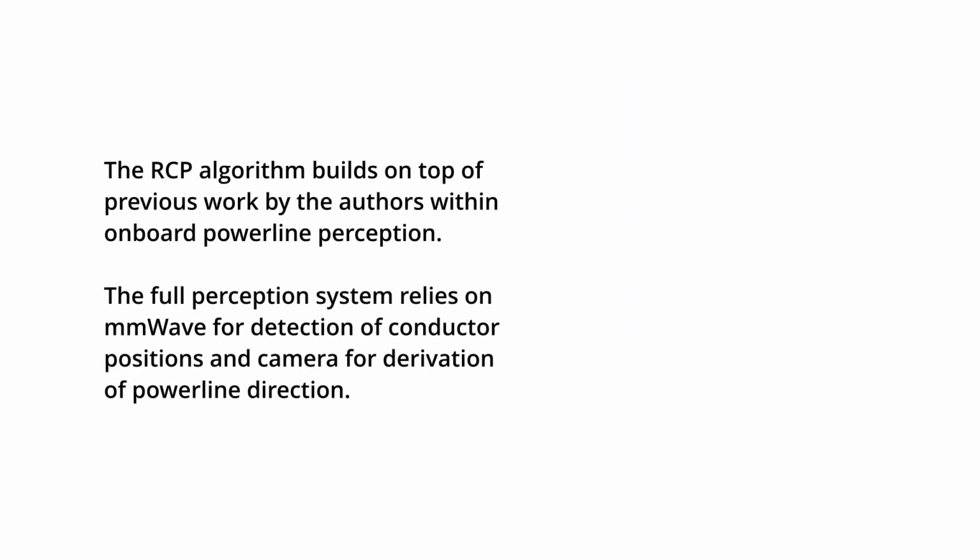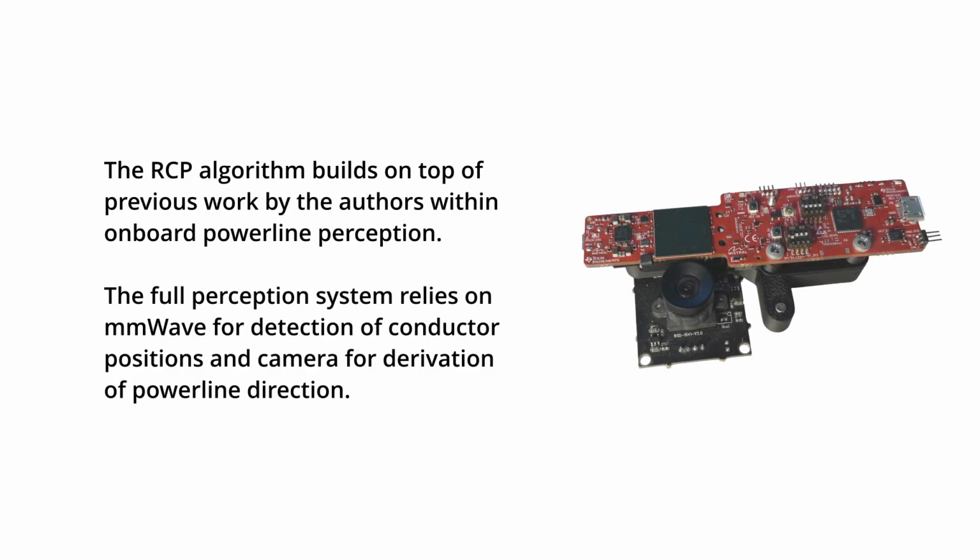The RCP algorithm builds on top of previous work by the authors within onboard powerline perception. The full perception system relies on onboard fusion of millimeter-wave radar point clouds for detection of conductor positions and RGB camera images for derivation of powerline direction through the Hough transform.